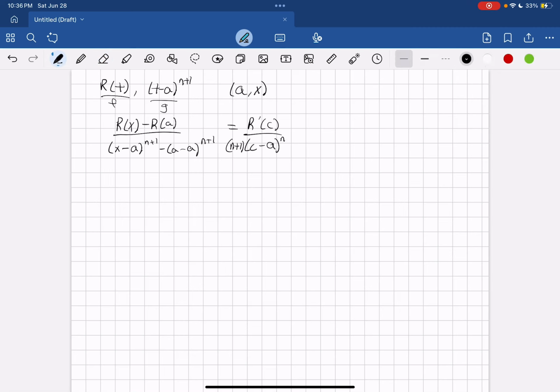So this is the thing we've obtained by using Cauchy's mean value theorem. Now we can immediately spot that a minus a to the n plus 1 is 0. However, we also know r of a is 0. The reason we know this, we can look back at how we defined the error function.